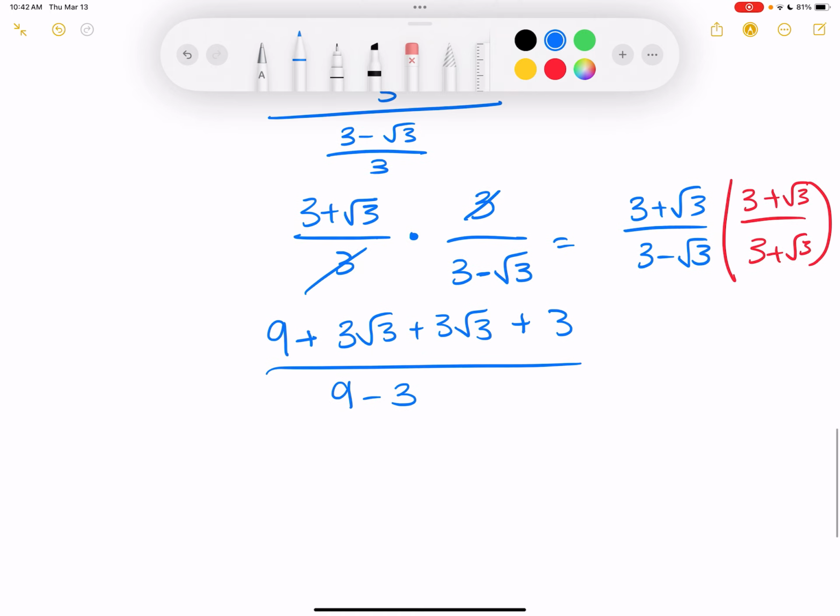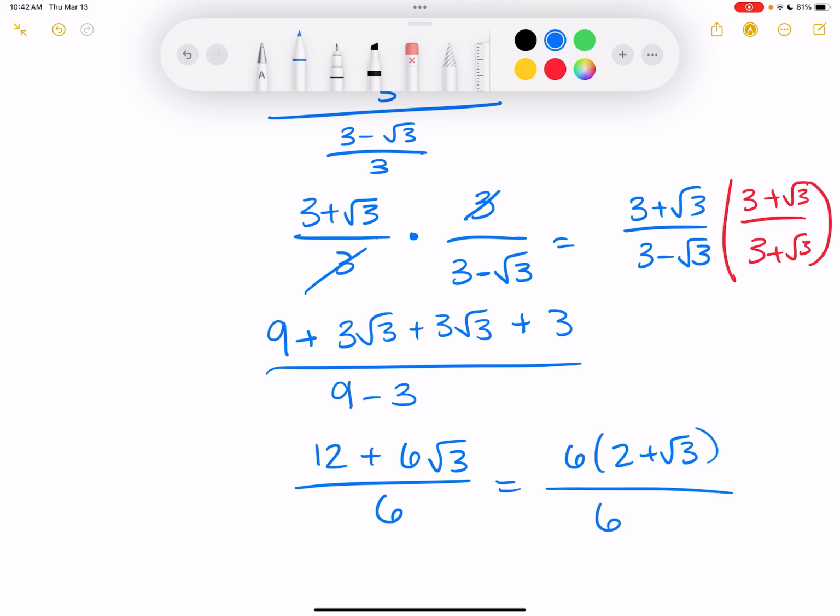So now, on the top, I've got 12 plus 6 root 3 over 6. I factor out a 6, which gives me 2 plus root 3 over 6. Now 6's cancel, and I'm left with 2 plus root 3, which is what my tangent answers are supposed to look like.